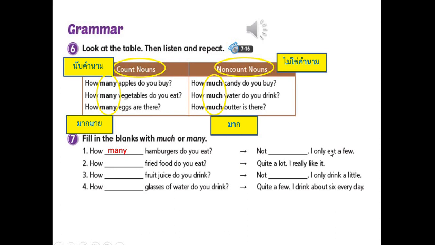Okay, next, let's move on to the answer. Not many, I only eat a few. So if your answer here is many, you will also use many here.